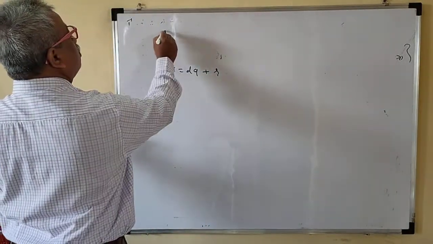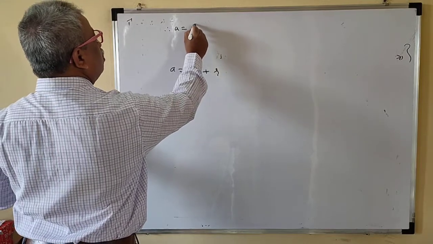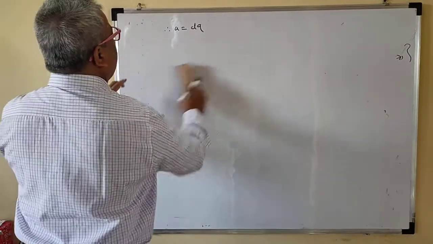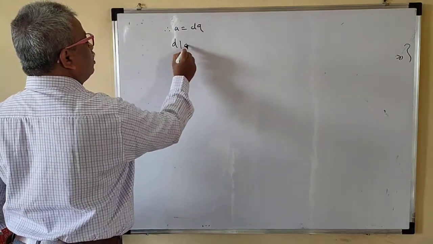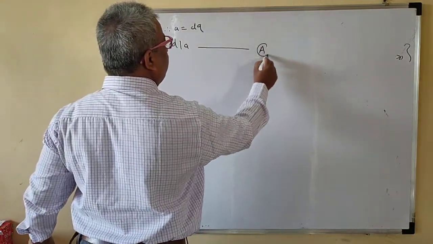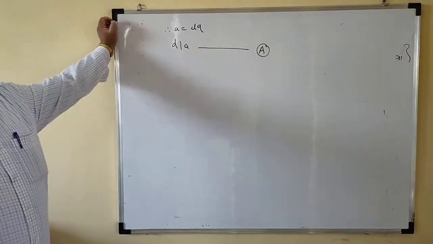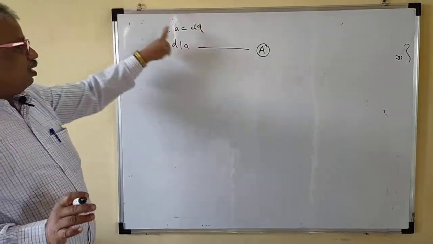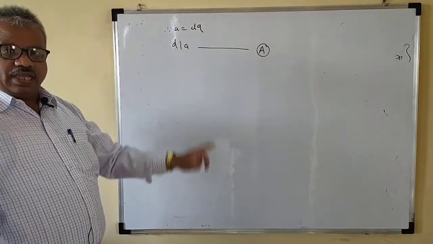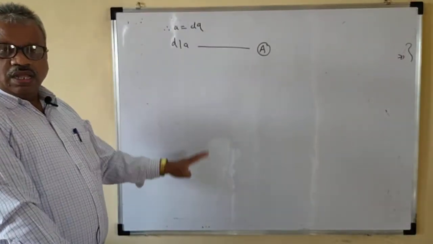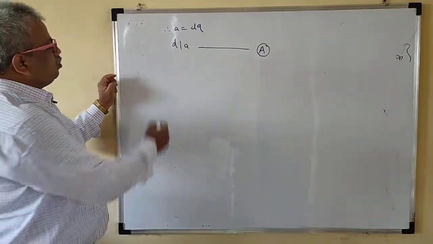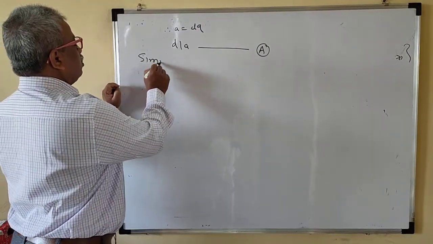So therefore a is equal to dq, and therefore d divides a. We call this capital A. So we have proved that d divides a. Okay. Similarly, we can apply the division algorithm for b and d, and the same thing plays the same role here. So no need to write all the things for b; we will just write similarly.